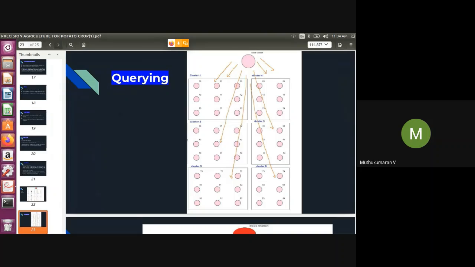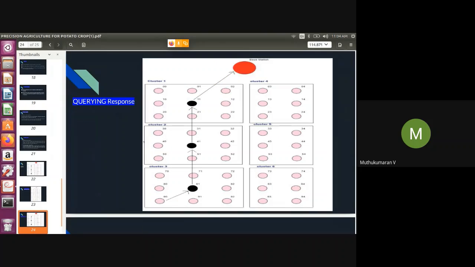Now we will see an example. We will take the same example. For example, the base station queries what the location status is for node ID 90. Then this is the response, showing how the query is responded to. Here the node will send its data to the cluster head, and the cluster head will in turn send the data to the cluster head which is in front. Similarly, it will reach the base station in this way.